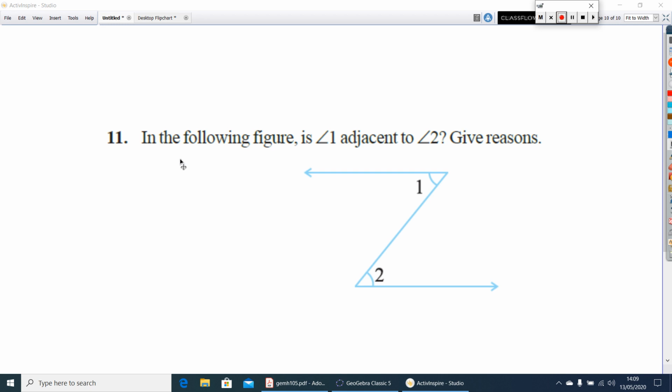The 11th question is, in the following figure, is angle 1 adjacent to angle 2? Give reasons. This angle 1 and angle 2 are not adjacent. Why? Because here angle 1 has its own vertex, and angle 2 has its own vertex. They don't have a common vertex. So angle 1 and angle 2 cannot be adjacent. The reason is no common vertex for these two angles.